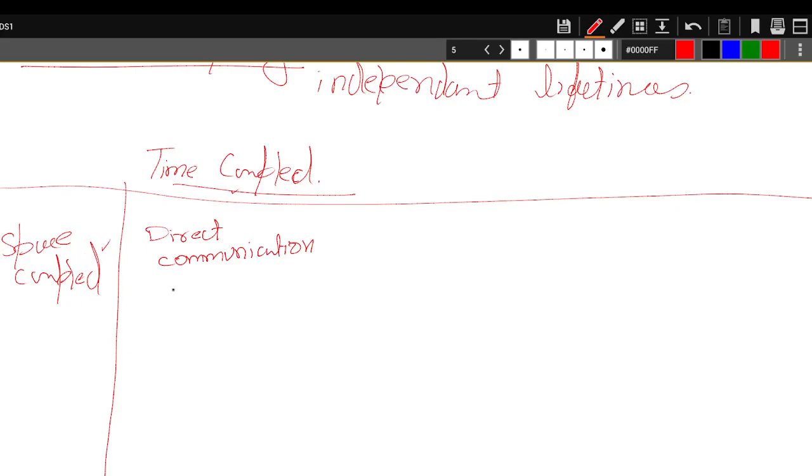For example, you may have message passing. Or your RMI you have seen, remote method invocation, or RPC. All of those things that we have seen are time coupled as well as space coupled.